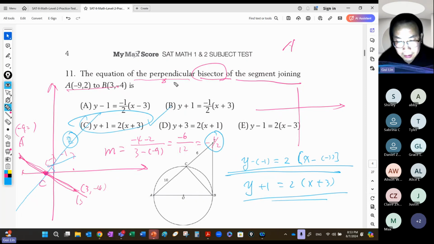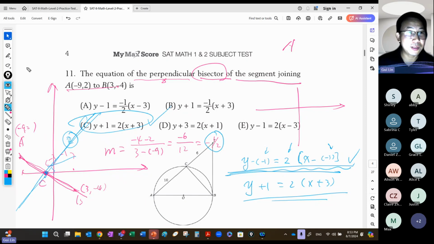The equation of the perpendicular bisector of the segment joining AB: bisector, perpendicular. They describe everything in one sentence, so there's a lot of information here. Okay, so find the midpoint of the two points, and then find the slope. Once you define the slope and the point, you can get a line. Oh, this math level is really complicated. Just one sentence uses so many topics.